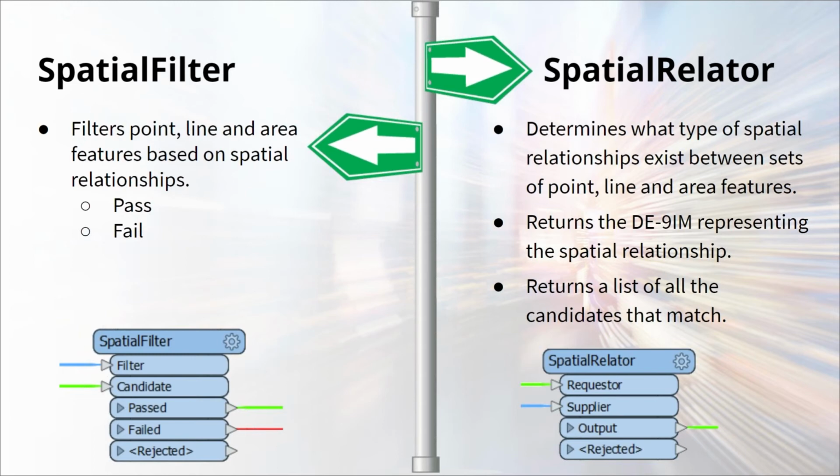The spatial relator also returns a list of all the matched candidates. So if you've got a one-to-many relationship that might occur, you can get a full list of that in there.